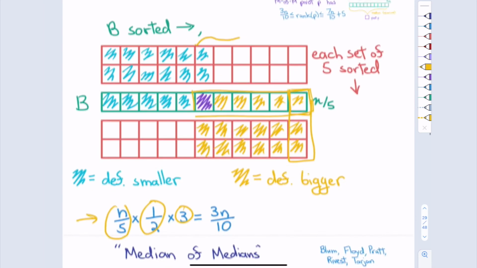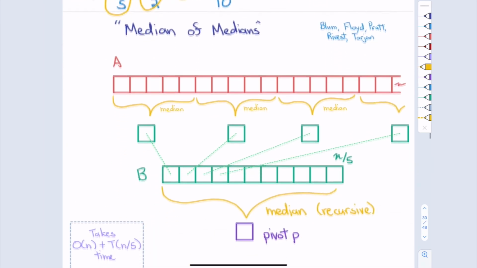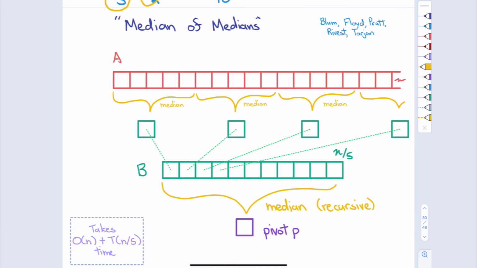All right, so we get this. It does work. It'll give us an approximate median. It's actually better than what we assumed before because it's getting rid of 30% on one side or the other.